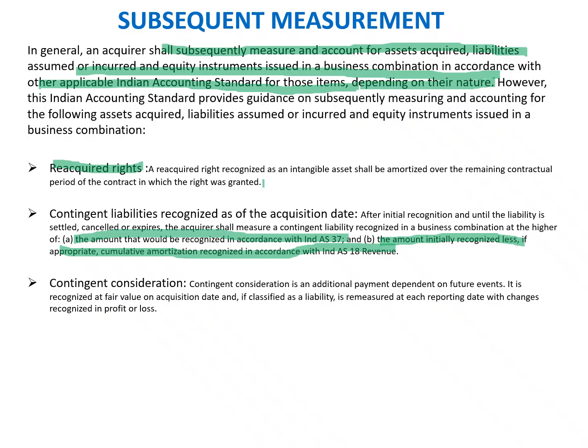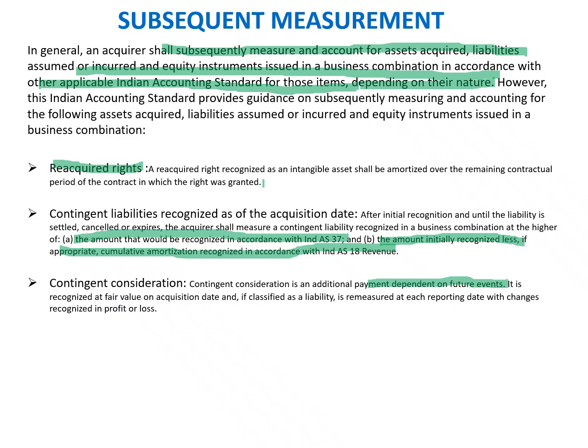Then the third one is the contingent consideration. Typically, contingent consideration is an additional payment which the acquirer has to pay to the acquiree, contingent on the happening of an event. If it is to be paid as a liability, then it has to be remeasured at each reporting date if it has not been paid, and any gain or loss on that would be transferred to the profit and loss.